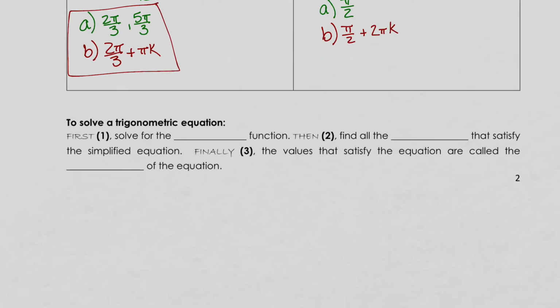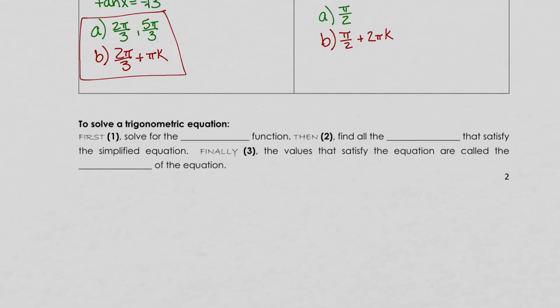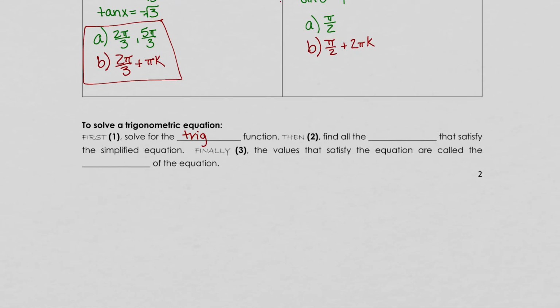All right, so to solve these trig equations, you first solve for the trig function. Then you find all of the angles that satisfy the simplified equation, and finally find the values that satisfy the equation. These are called the solutions to the equation.